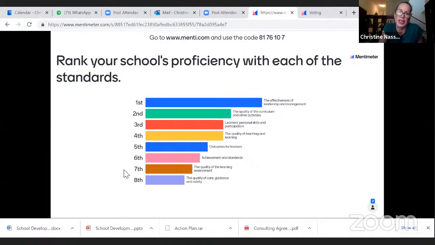Let's see what's happening in the chat. Now, sometimes people use the chat instead of using the Menti. We love it when you use the Menti, and that's because it gives us a record. It gives you a record. We can go back to it another time and say, what was it that people felt they did well? And we'll give you a couple of minutes to do this.